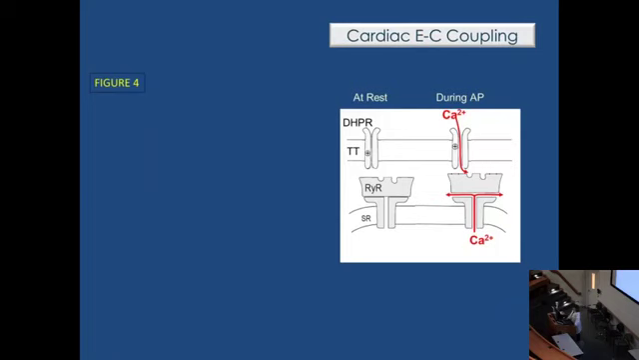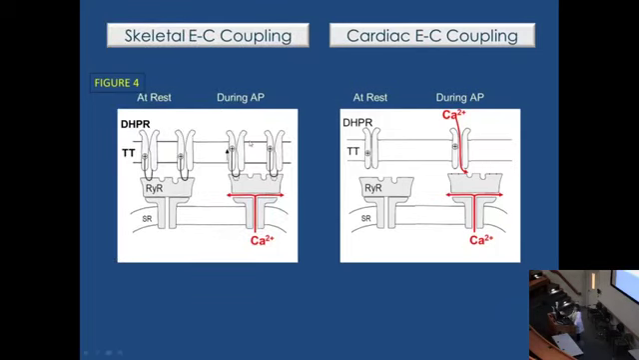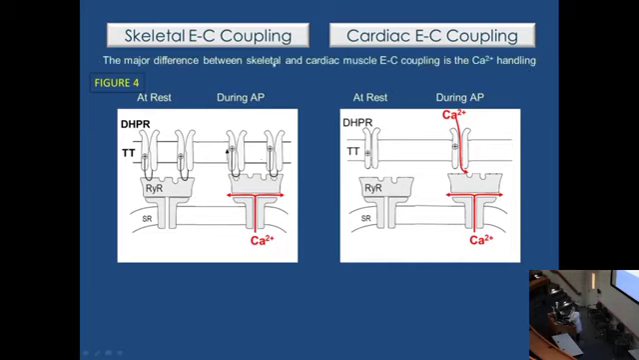And actually, I have some cartoons here. So here I have the key players for the EC coupling in skeletal and in cardiac. And as you see, we have the same players: the DHP receptor inserted in the membrane of the T-tubule, and then the ryanodine receptor inserted in the membrane of the sarcoplasmic reticulum, right? We have both. But one of the main differences between the skeletal and cardiac EC coupling is the calcium handling.